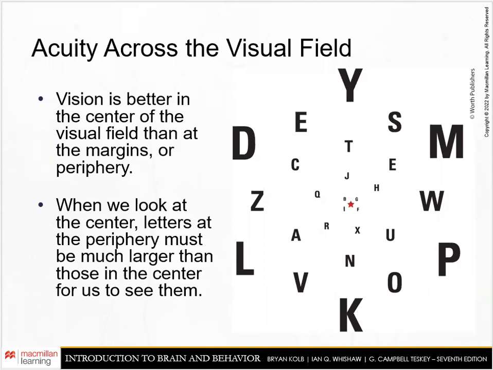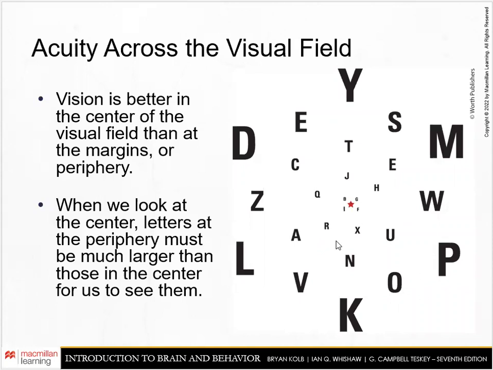Now, as we're talking about the acuity across the visual field, vision is better at the center of the visual field than it is at the margins or at the periphery. So in this nice example here, when we look at the center, the letters in the periphery must be much larger than those at the center for us to see them. I talked about reading a book earlier and how you're not able to read the words on the bottom of the page as you're reading across the top line of the page, if your eyes are fixed there.